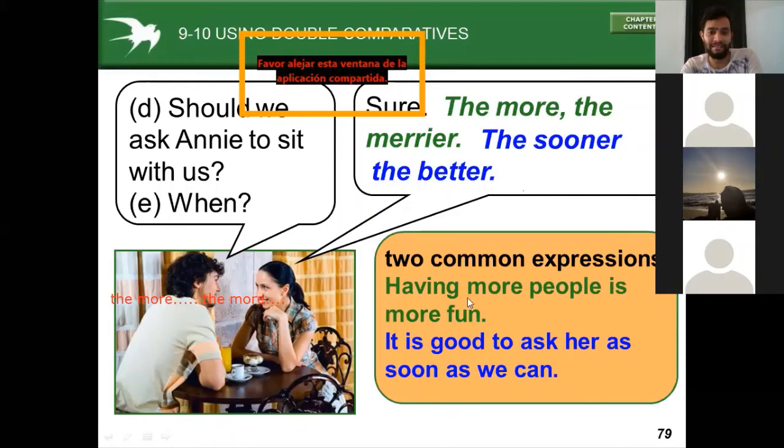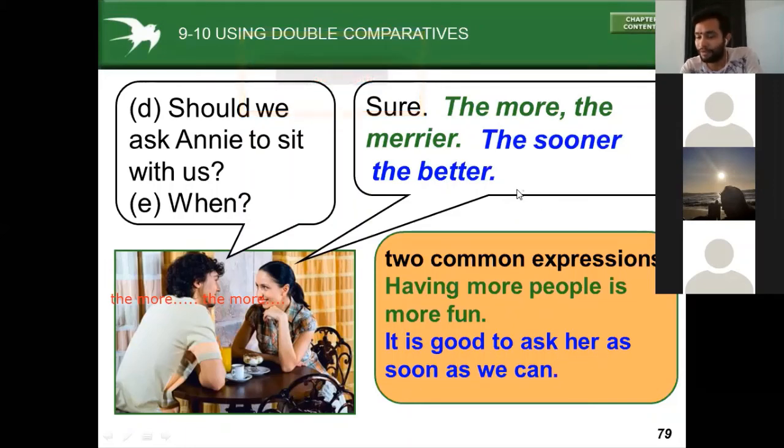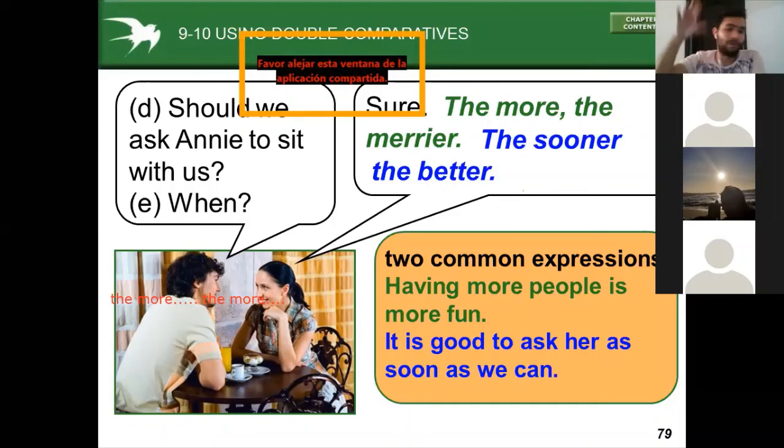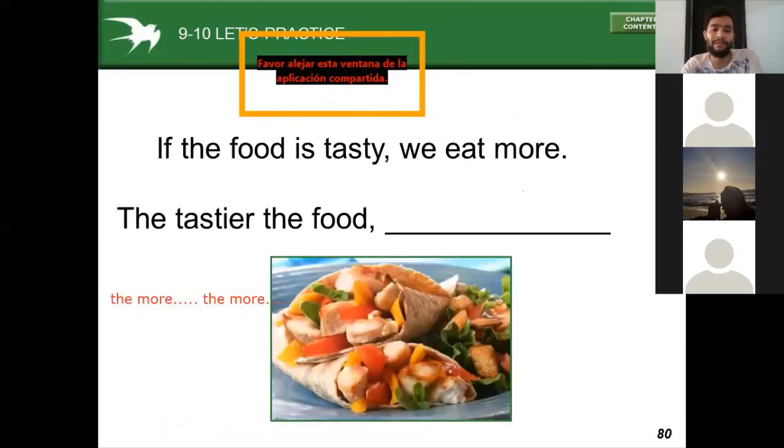This is great, right? Like two common expressions. Take a look here. These are two common expressions. Having more people is fun. That's the meaning of the first one. And it is good to ask her as soon as we can is the meaning of the second one, right? So again, these are common expressions that people in the United States or people that speak English use, right? Common expressions with double comparatives. But you can also invent more double comparatives, like, for example, take a look at this.